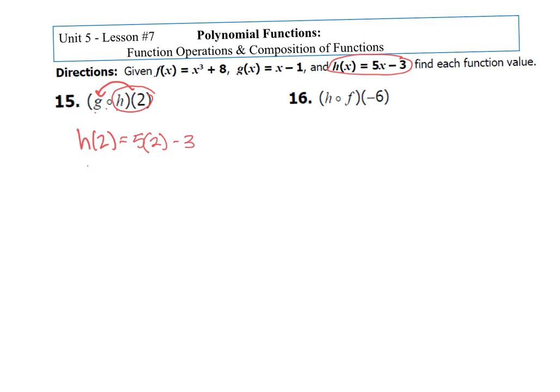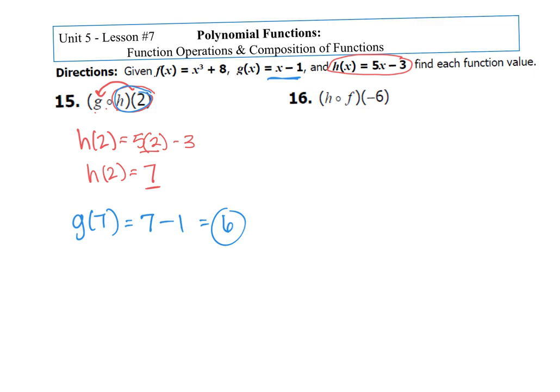And we're going to get a value for that. h of 2 is equal to 5 times 2, which is 10. 10 minus 3 is 7. So we have a value. That 7 is now going into the g function. So we're going to find g of 7, because that's what h of 2 equals, and we said h of 2 goes into g. So what is g of 7? g is x minus 1. So if we plug 7 in for x, we're doing 7 minus 1, which is 6, and that is our answer.